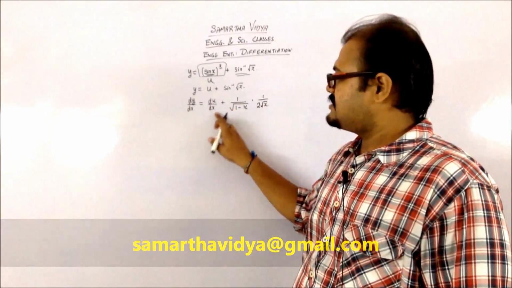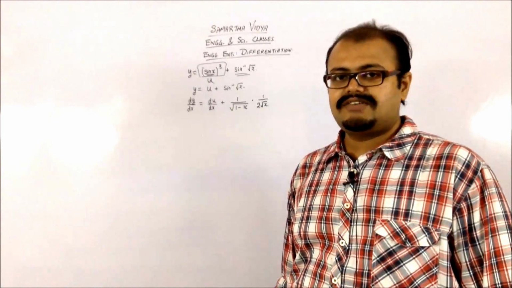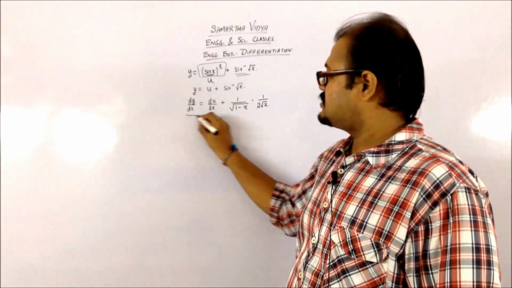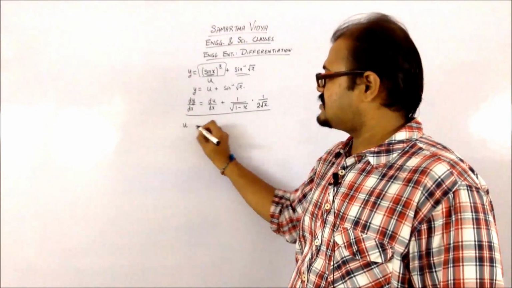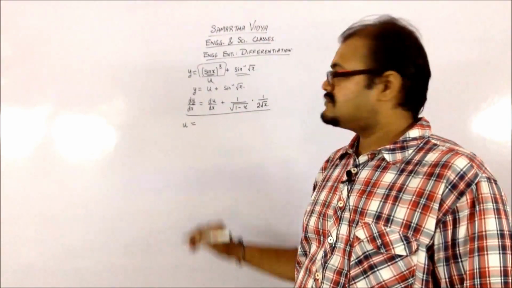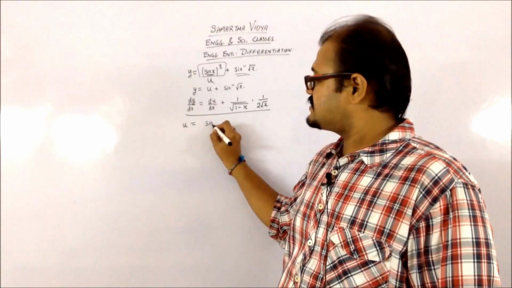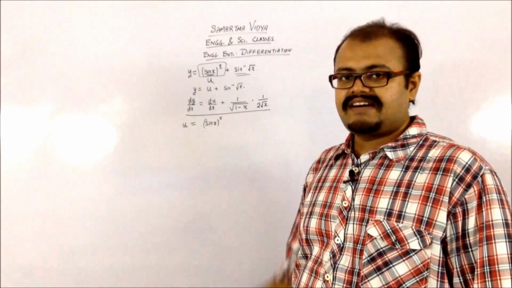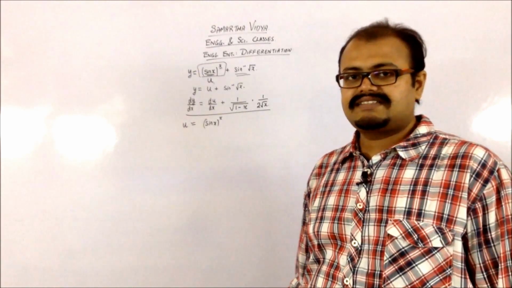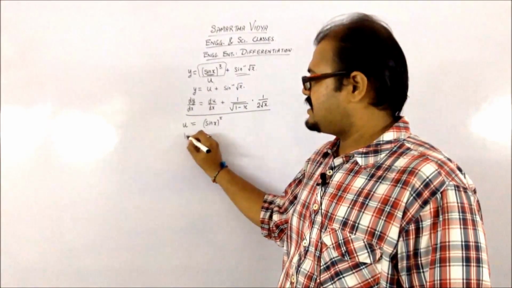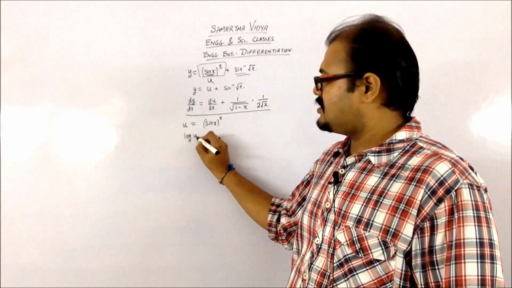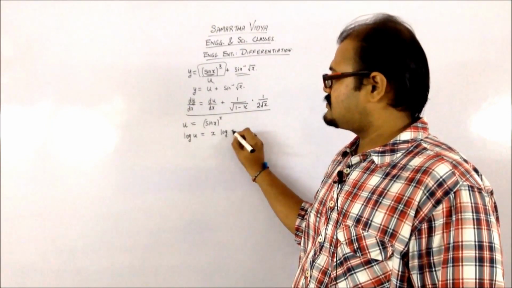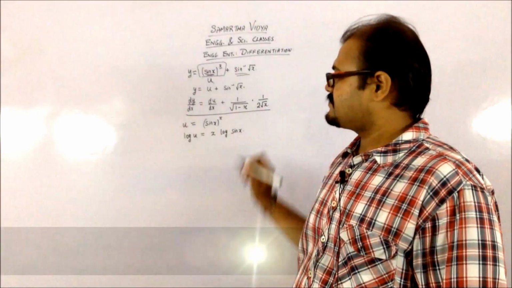Next, what you can see is that you have to find your du by dx. So let us take the term u and keep it aside. Your u will be sin x raised to x. So you have a function raised to a function. So in this case, as I said, you have to take log on both sides. So your log u will be equal to x into log of sin x.